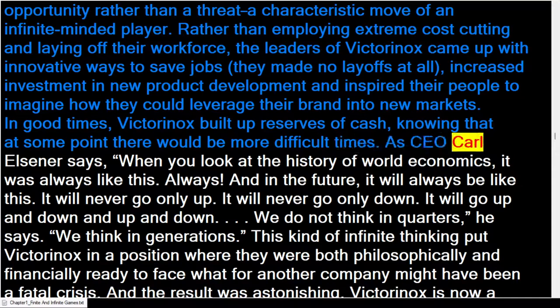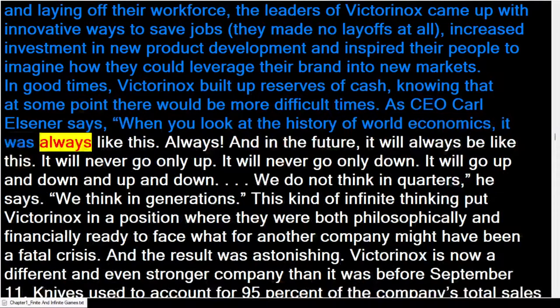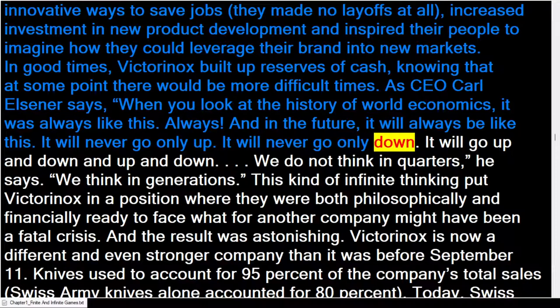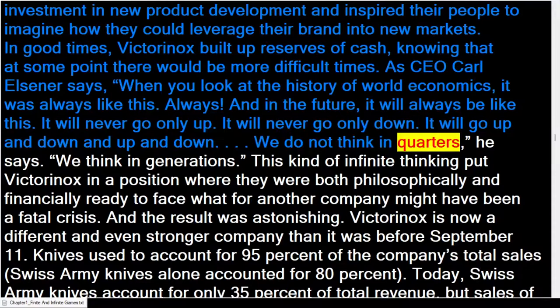As CEO Carl Elsner says, when you look at the history of world economics, it was always like this. Always. And in the future, it will always be like this. It will never go only up. It will never go only down. It will go up and down and up and down. We do not think in quarters, he says.